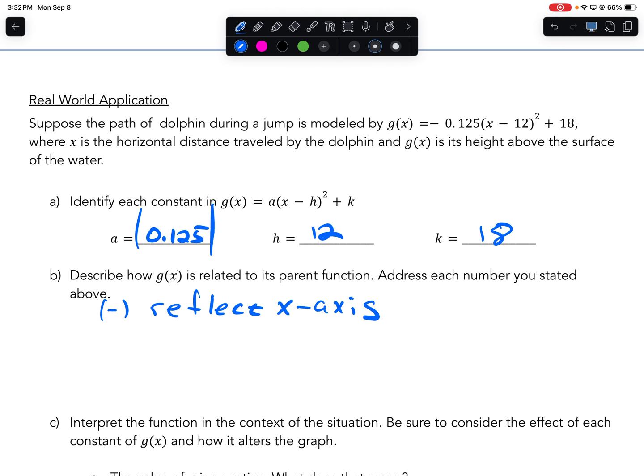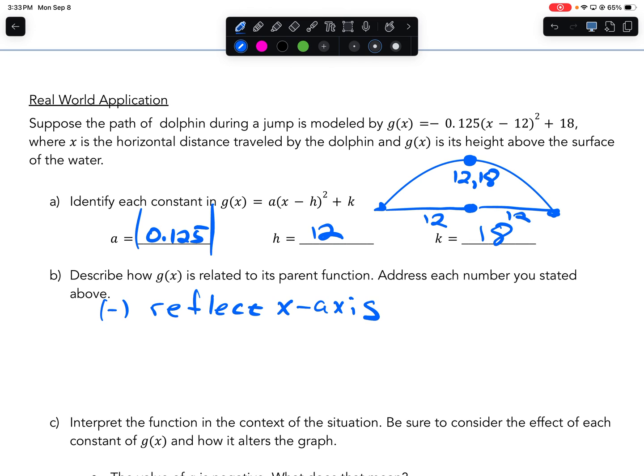So the 12, if I think about the dolphin jumping, right, like this, the top of that vertex is the 12, 18. How far did the dolphin jump from here to here? 24, right? Because this distance from here to here is 12. So that's where the vertex is. And then from here to here is another 12. So it jumped 24 feet. That's like from that wall over to the windows.